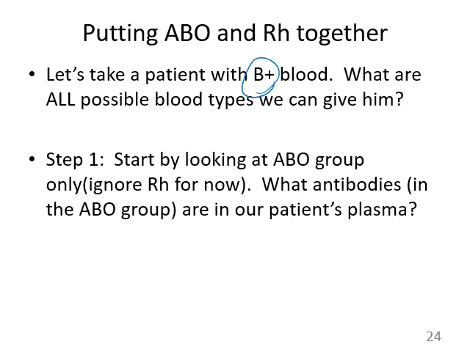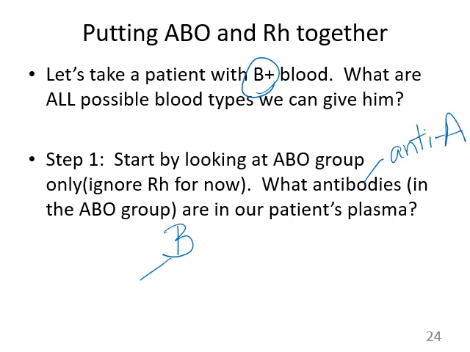What are all the possible blood types that we can give him? I always tell people, if this makes you upset, just start with the ABO. So he is blood type B. What can we give him? Can we give him type A? No, because he's got anti-A antibodies. Right, we know he's got anti-A. So we can't give him A.